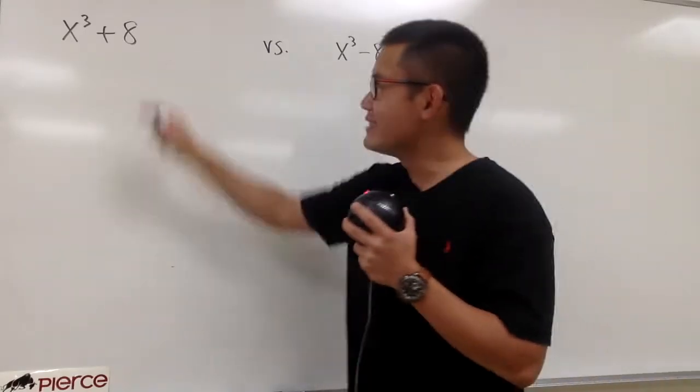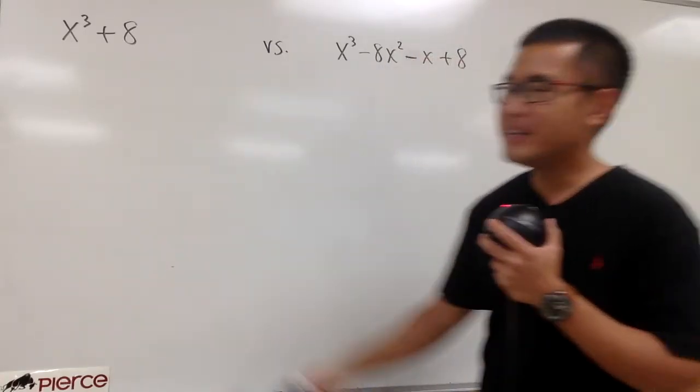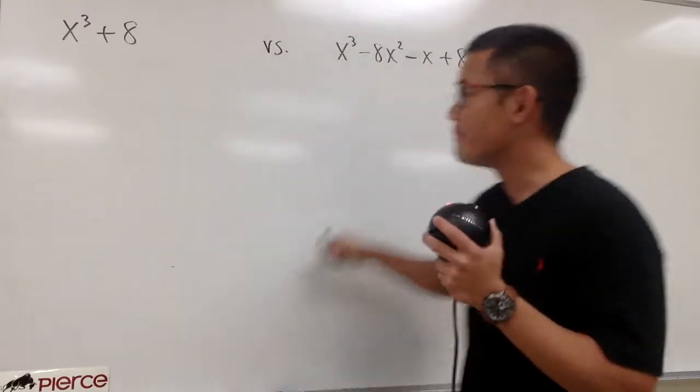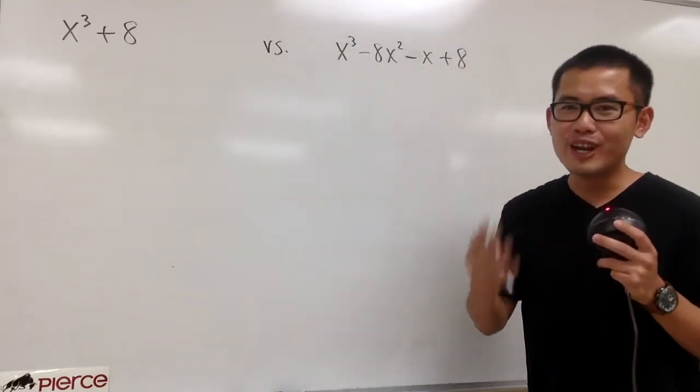Okay, we are going to factor out this, and we are going to factor out that. As you can see, here we only have 2 terms. But this right here, it has 4 terms.